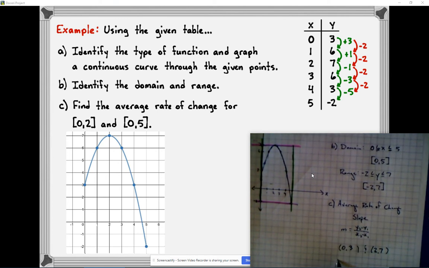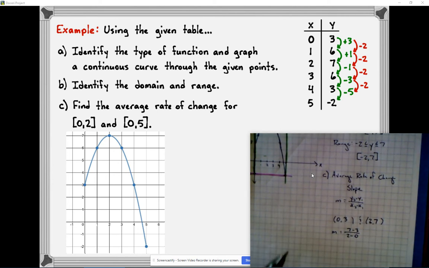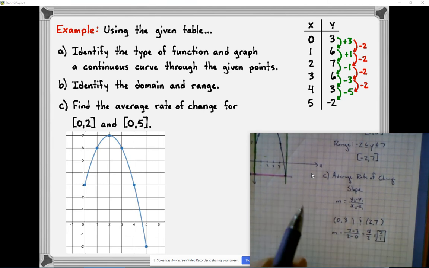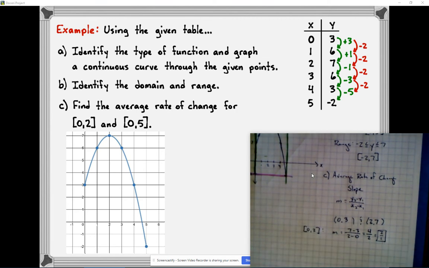So I'm going to go ahead and plug those values in. Well, what is y2? y2 is 7, y1 is 3, x2 is 2, and x1 is 0. So we're just plugging those values in, and then we simplify this. 7 minus 3 is 4, over 2 minus 0 is 2, and then we can reduce this to 2 over 1. So the slope for the interval 0 to 2 is 2 over 1, or 2.